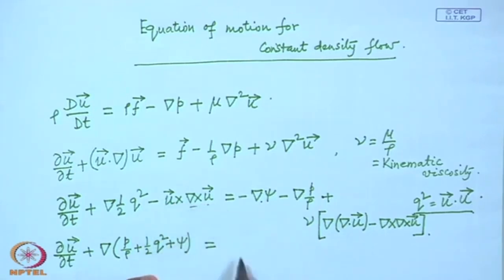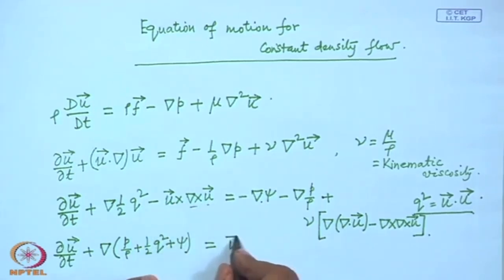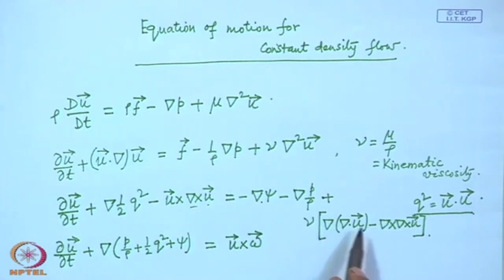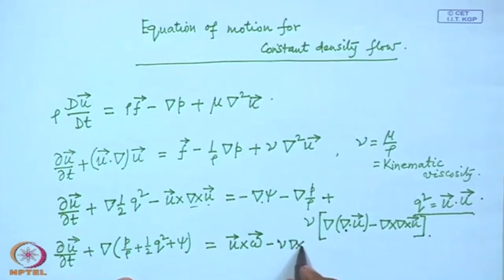This curl of u we will once again denote by the vorticity, u cross omega. And here you see this first term is 0 because of the incompressible continuity equation. The incompressible continuity equation says divergence of u is 0. So, the first term is 0. So, we have only the second term, which is curl of omega.